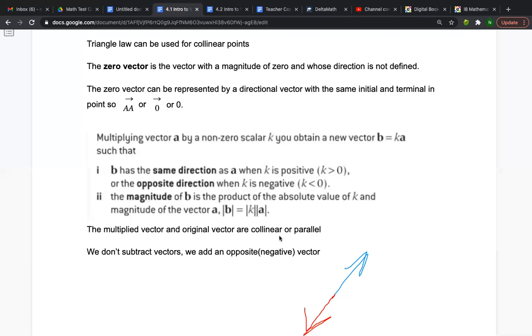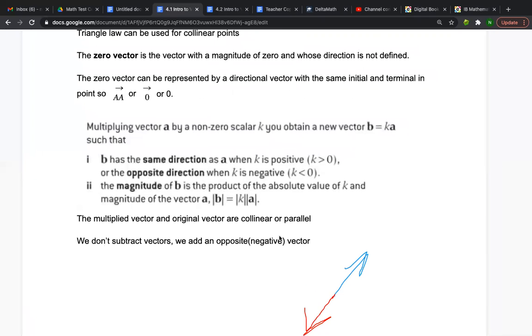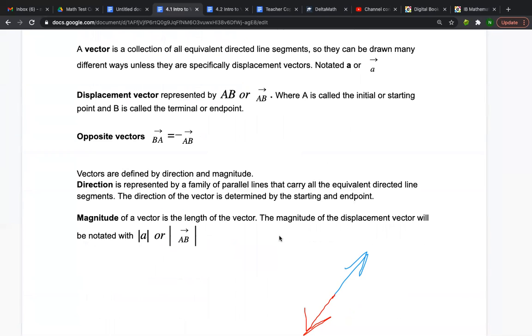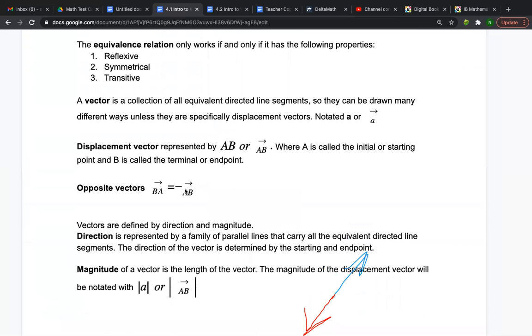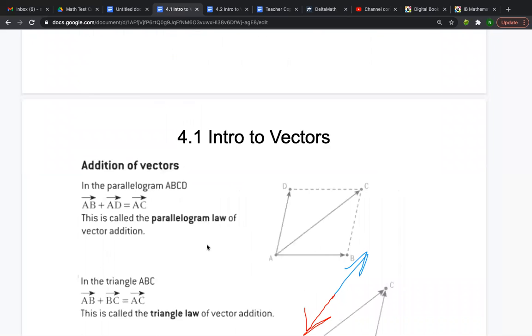So the magnitude is the product of the absolute value of k and the magnitude of the vector. So the length of this one, it's the absolute value, meaning that -1 becomes +1 because the length is still 1. The length is not negative. We can't have negative distances. We can't have negative lengths. So on that note, that's why we don't have something for subtraction: we don't subtract vectors, we just add negative vectors. So when we go back to what this positive section was, the opposite vectors, that's what makes it negative. So really you're just adding the opposite vector.